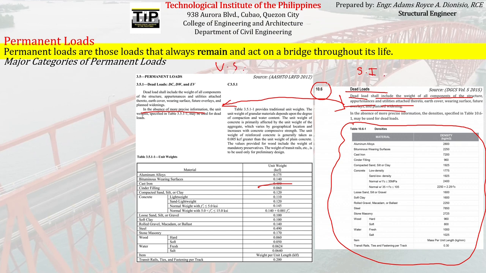Although I think there is an SI version of AASHTO, question mark, di ko lang sure. But I believe there is an SI version of AASHTO, wherein lahat ng mga units used in that particular code ay naka-SI. Usually naman may ganyan eh. Merong US version, merong SI version. Usually may mga ganyan na code, especially sa AASHTO. Sa ACI may ganyan eh.